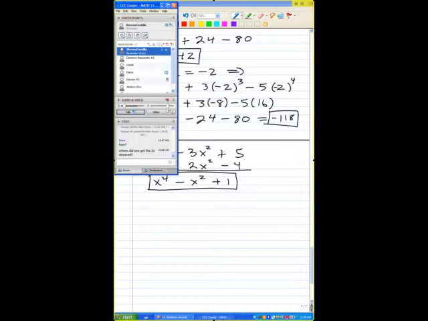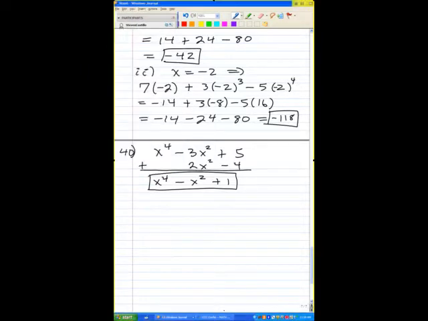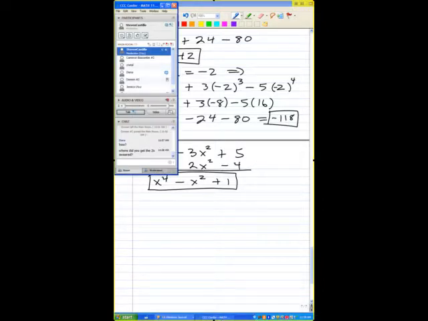Where did I get 2x squared? From the question? That's part of the question. The question said, add x to the fourth minus 3x squared plus 5 to the polynomial 2x squared minus 4. So it was part of the question.